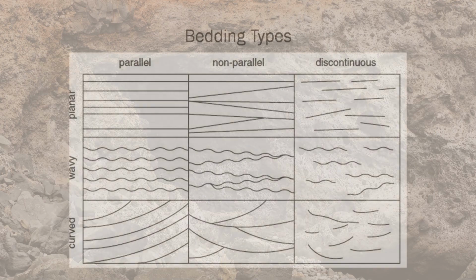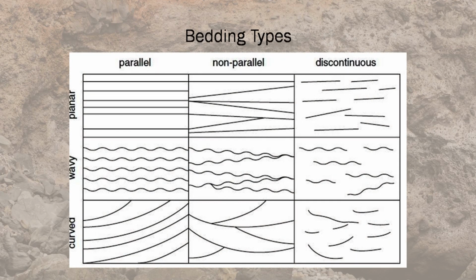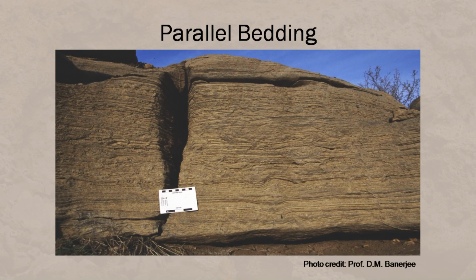The third one is the bedding type. This is the same one which I have just told you. Here, parallel, non-parallel, and discontinuous with the different sketches. An example, a field sketch, a field diagram of a rock which shows parallel bedding. You can say the bedding is absolutely parallel and thin, except in some places where there is some curvature. Otherwise, it is all parallel bedding.